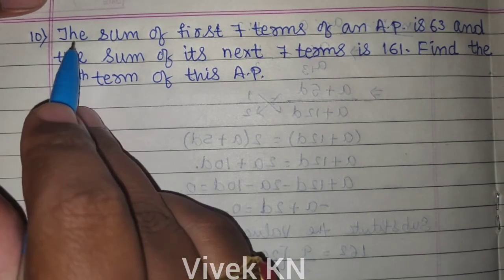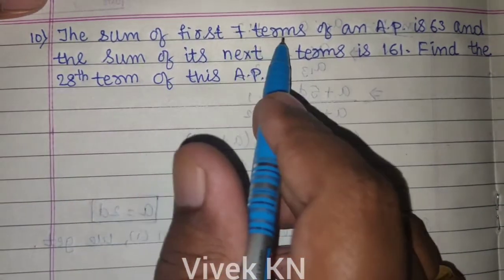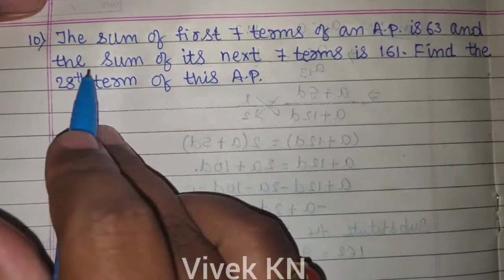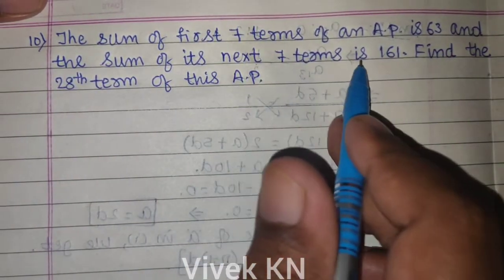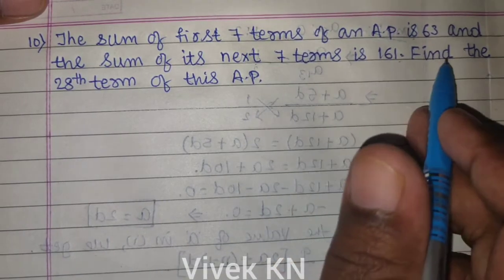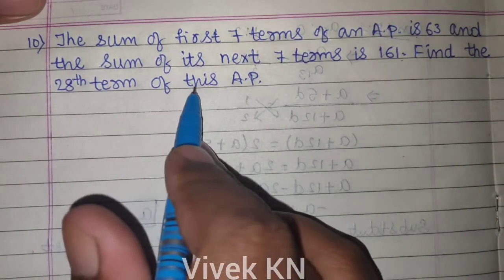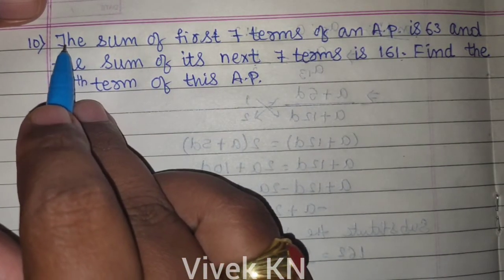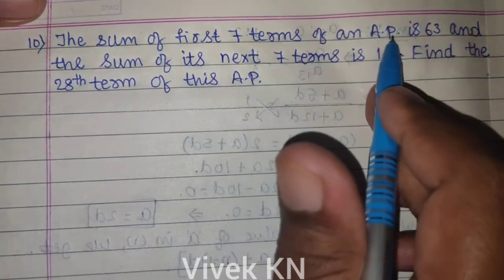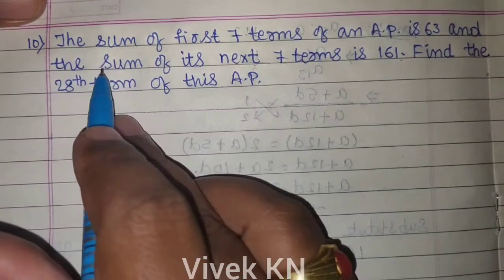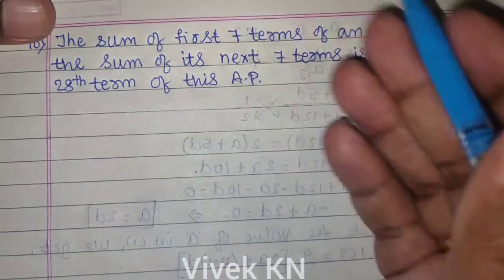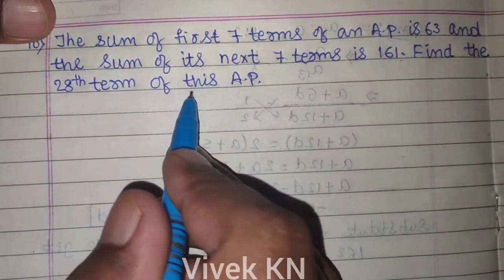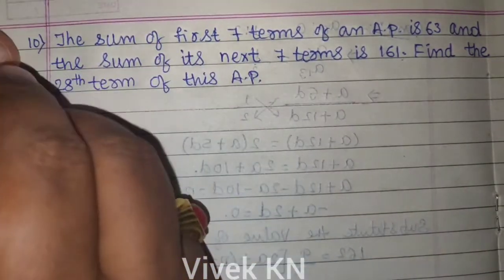10th question. The sum of first 7 terms of an arithmetic progression is 63 and the sum of its next 7 terms is 161. Find the 28th term of this arithmetic progression. Here in this question, they have given the sum of first 7 terms of an arithmetic progression and the sum of its next 7 terms. Now we have to find out the 28th term of this AP. Let's solve this problem.